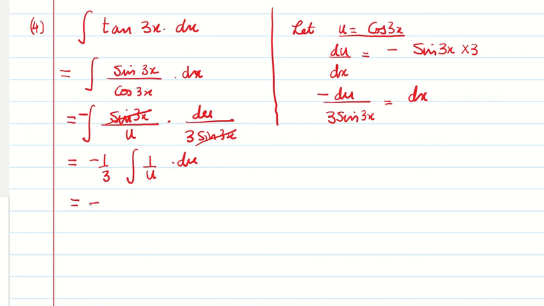So how did you get negative 1 over 3? Chain rule, no? This minus 3 is coming here, so you cross multiply. Therefore it's minus 1 over 3. That 3 is here. So minus 1 over 3 ln u plus c. Resubstitute the u back. My u is cos 3x, so minus 1 over 3 ln cos 3x plus c.